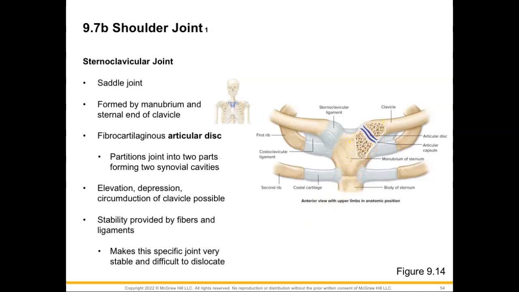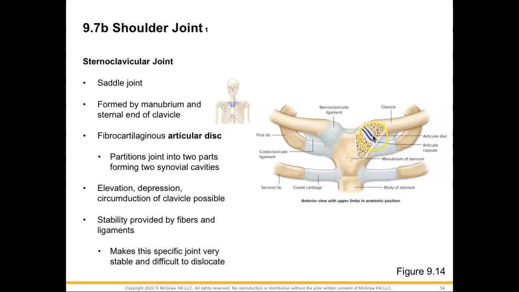with one another. This is another one of those special joints in which we can see an articular disc placed in between the two articulating bones. And once again, we're going to see that it partitions that joint into two cavities. So here's the inferior cavity and the superior cavity.